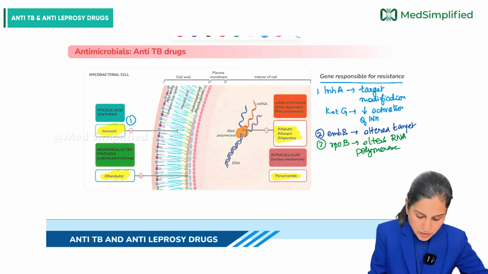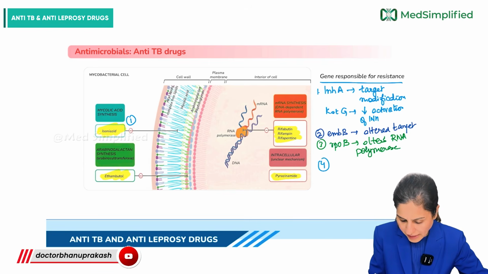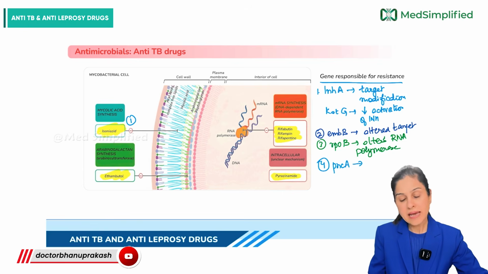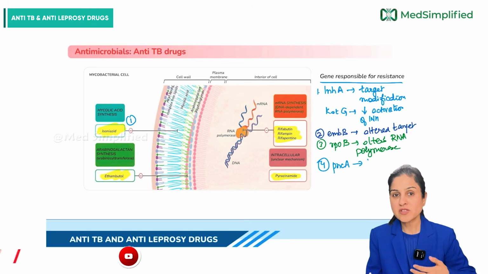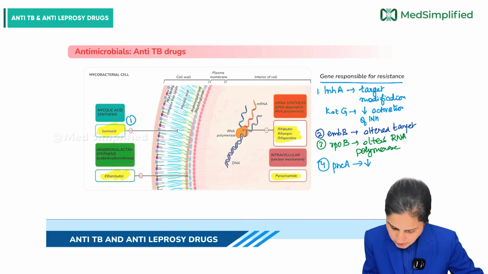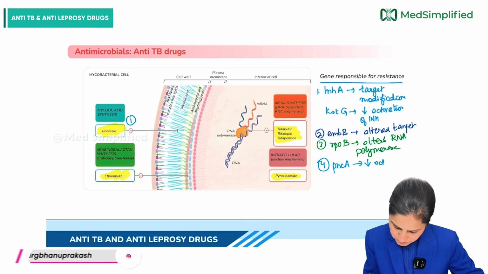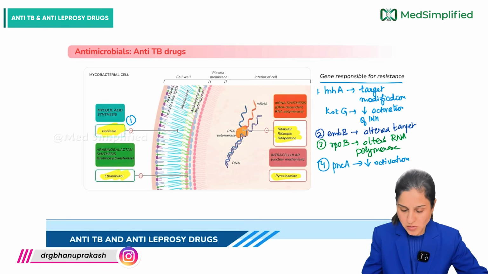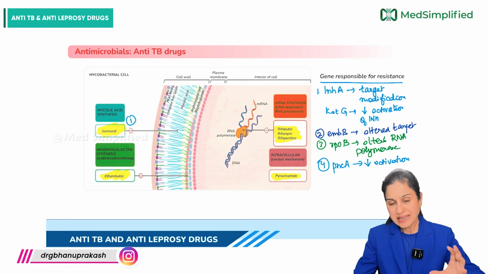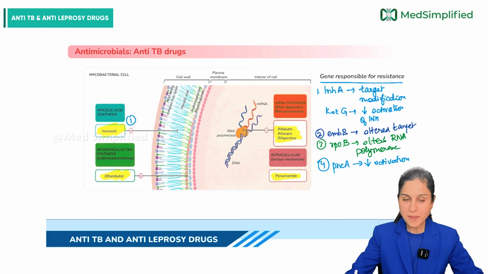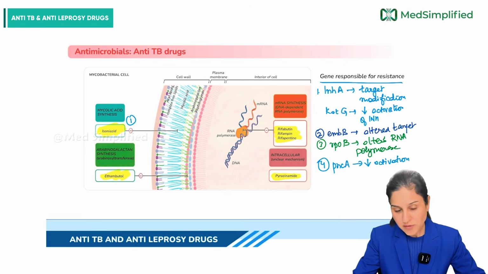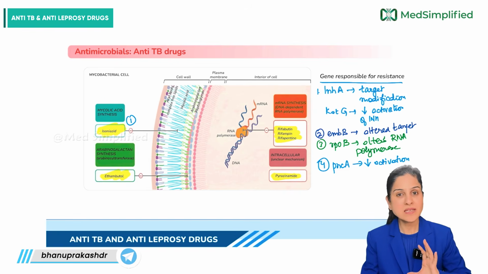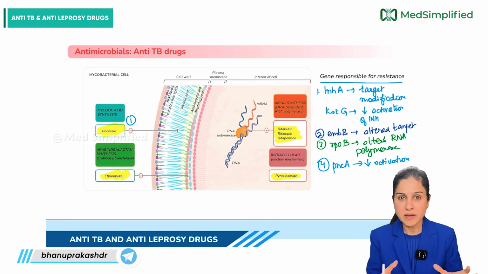Then number 4, we have pyrazinamide. We have the PNCA gene here. Again, pyrazinamide needs to be activated, so this decreases the activation. It's easy to associate: INH means isoniazid, KATG you have to remember for isoniazid, EMB you can make out is for ethambutol, RPO you can make out is for RNA, that is rifabutin or rifampicin. Then P stands for pyrazinamide, so it is easier to associate these genes along with the drug.